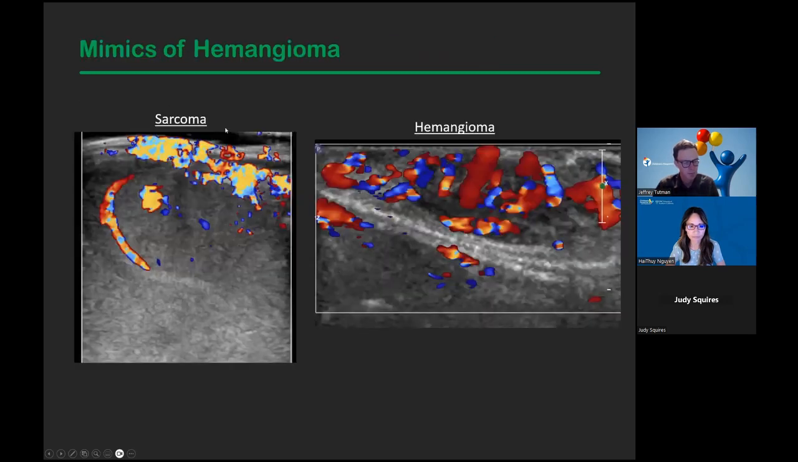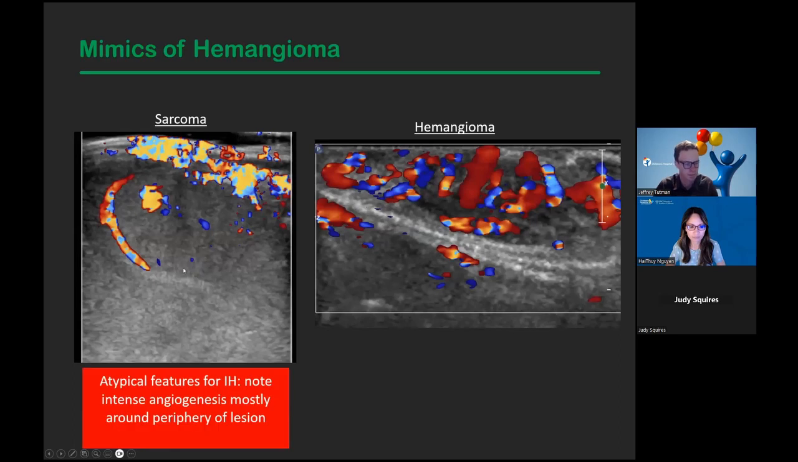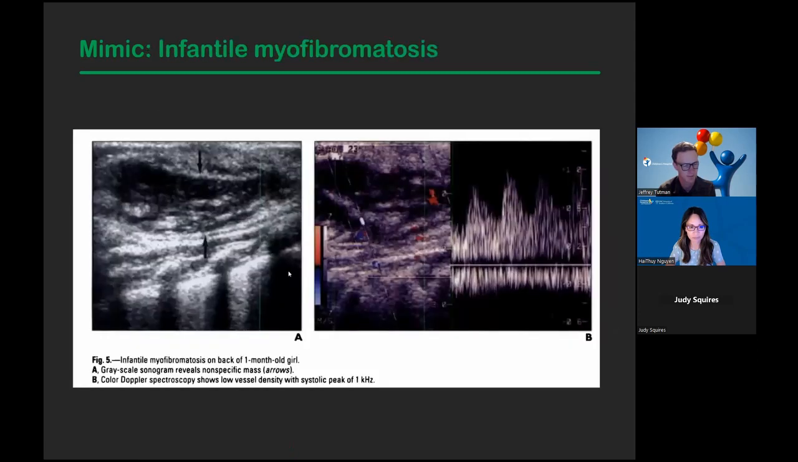So mimics. Here is an atypical sarcoma. There's not a lot of vascularity, and I would say it's also not very well defined. This is a more normal infantile hemangioma, and this one has vascularity only around the periphery.